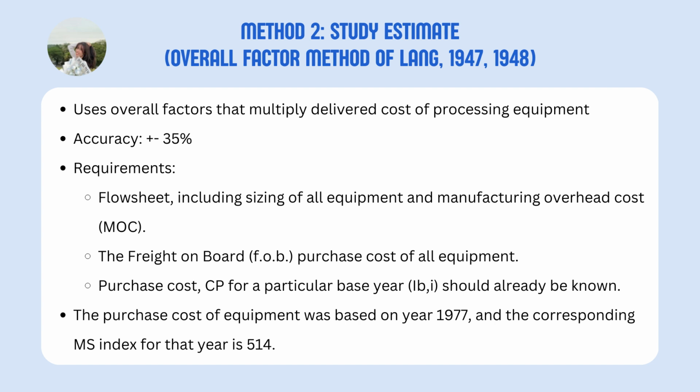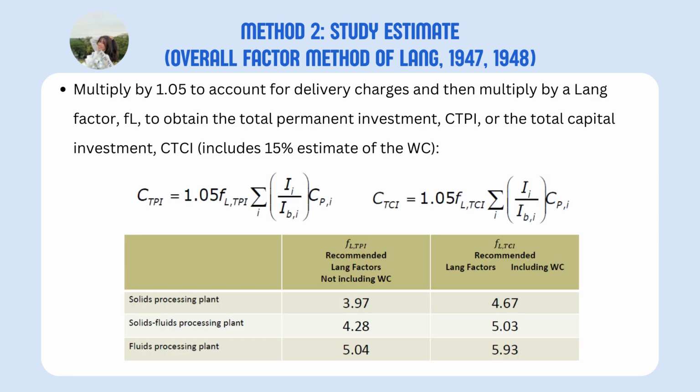The requirements are a flow sheet including sizing of all equipment and manufacturing overhead costs, MOC, and the freight on board, FOB, purchase cost of all equipment. Purchase costs for a particular base year should already be known. The purchase cost of equipment was based on year 1977 and the corresponding MS index for that year is 514. The two equations below show the formula that will be used in method 2.